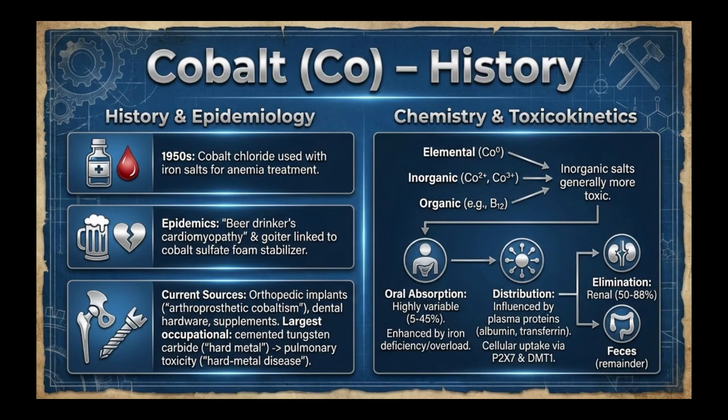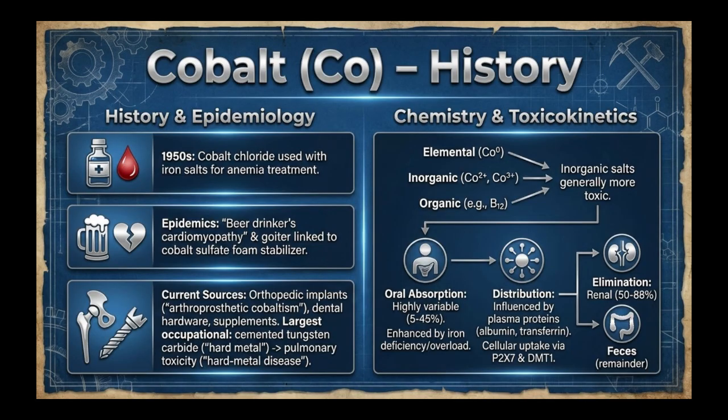In the past, cobalt chloride was combined with iron salts to treat anemia in the 1950s because of its ability to stimulate the production of red blood cells. Despite known adverse effects, some physicians continued this practice until at least 1976. Additionally, cobalt-60, a radioactive isotope, was once used in cancer radiotherapy.